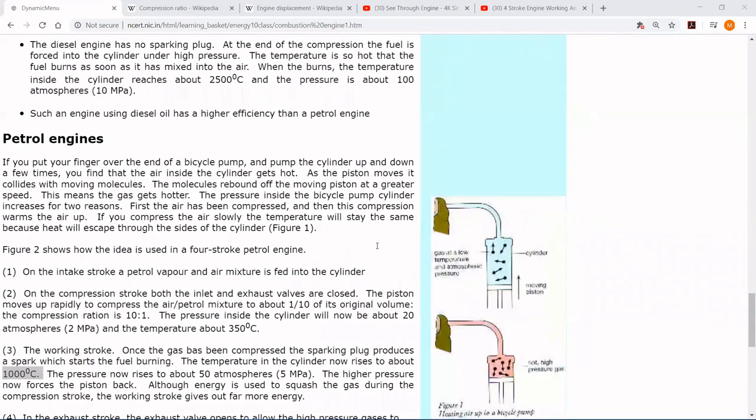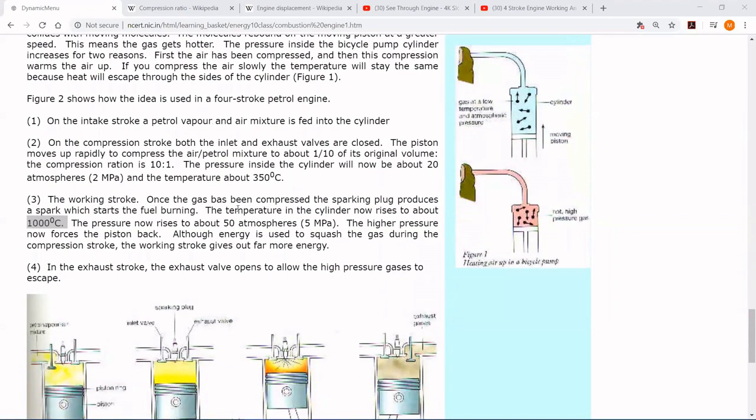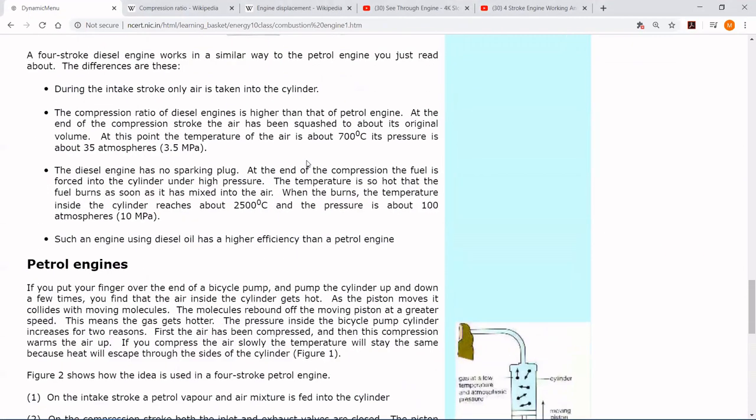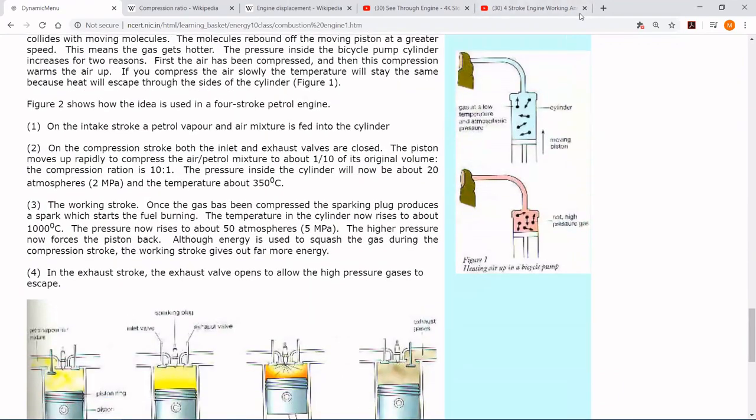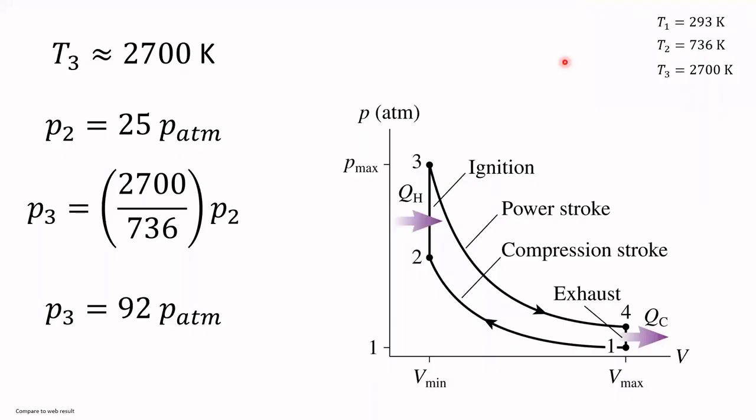Let's compare with the website here. For gas engines, they're quoting a pressure of 50 atmospheres right after ignition. For the diesel engine, they're telling us the pressure is up at 100. Great. So my value of 92 is somewhere between those two values. So I've got 3 out of 4 temperatures. Let's get the last one now.